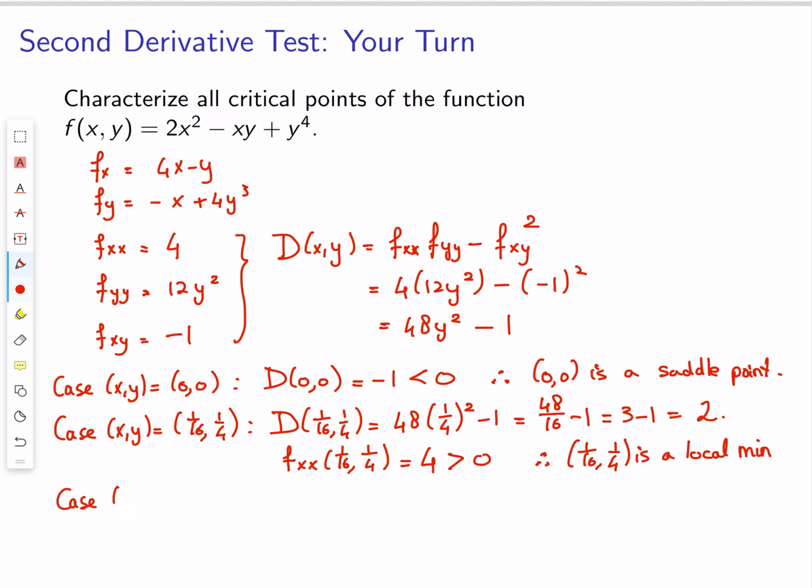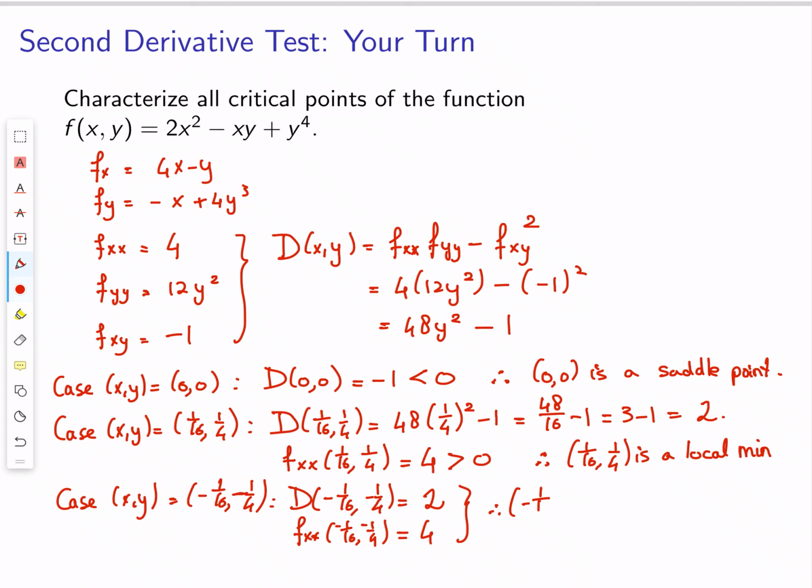And then the last case, (x, y) is equal to (-1/16, -1/4). The D value is actually the same. The fact that it's negative doesn't matter. So it's also equal to 2. f sub xx at the negative of those is equal to 4, and therefore the point (-1/16, -1/4) also is a local min.